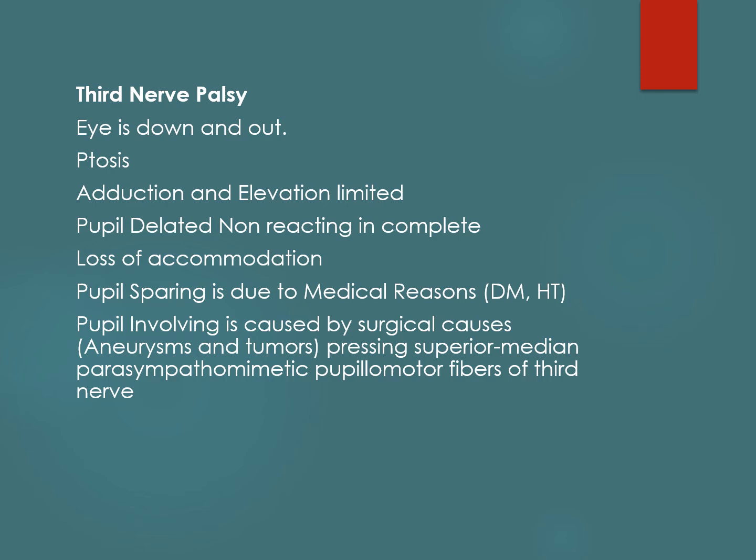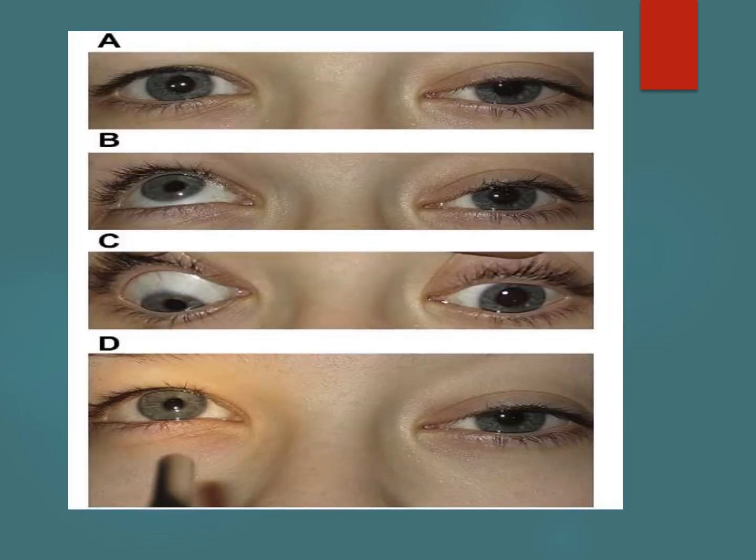There is also loss of accommodation and ptosis. This picture shows a patient with left third nerve palsy. Figure A shows that there is ptosis and the eye is in depressed position. Figure D shows that there is defective elevation.